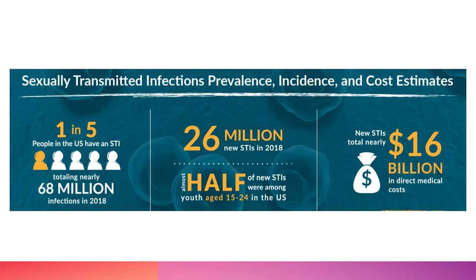Please get screened. It is so important. It doesn't even matter if you're in a monogamous relationship for all these years, you should get screened every year for an STI or every time you get a new partner. And the cost of sexually transmitted diseases is totaling nearly $16 billion in direct medical costs. In my other video, I talked about primary prevention, secondary prevention, and tertiary prevention. Screening is secondary, using a condom is primary. Remember, always use a condom, always get screened for STIs.